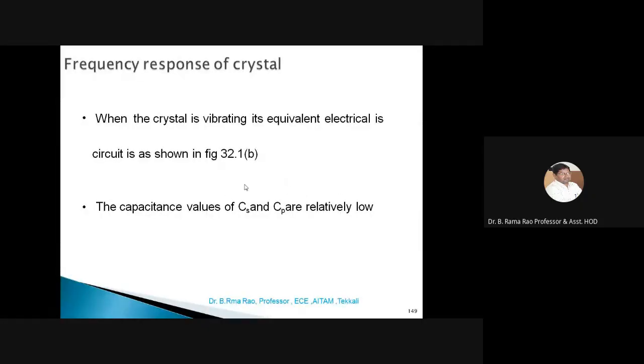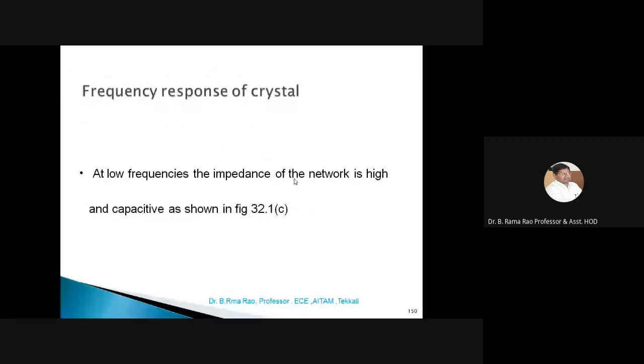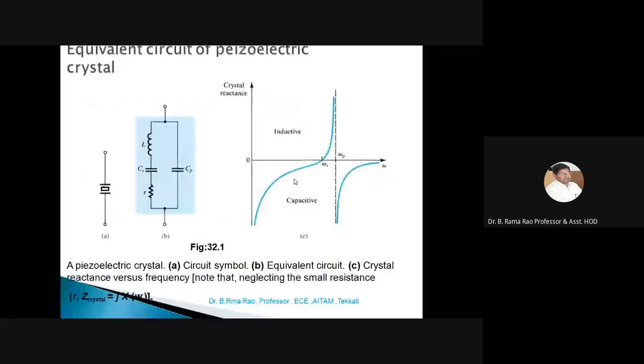When the crystal is vibrating, in its equivalent electrical circuit the capacitance values Cp and Cs are very low. So at low frequency the impedance of the network is high and the capacitance is low at that particular frequency. This figure shows that point.